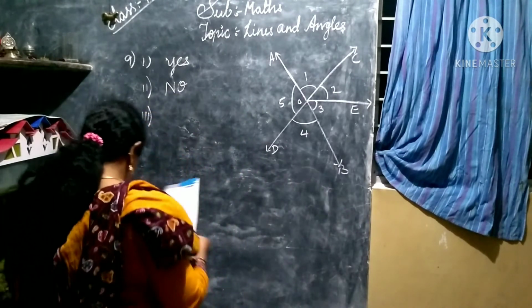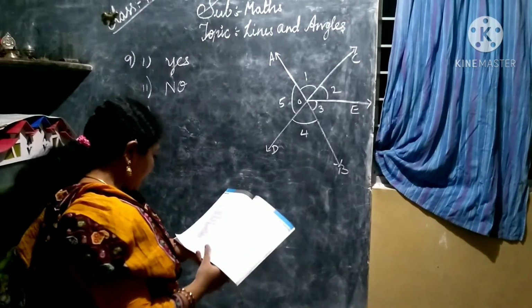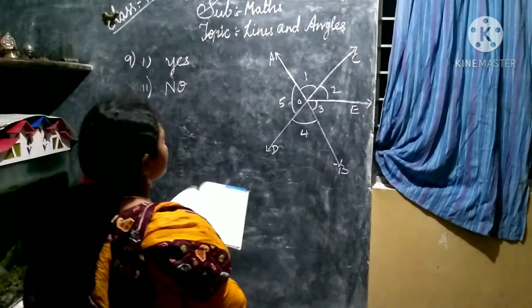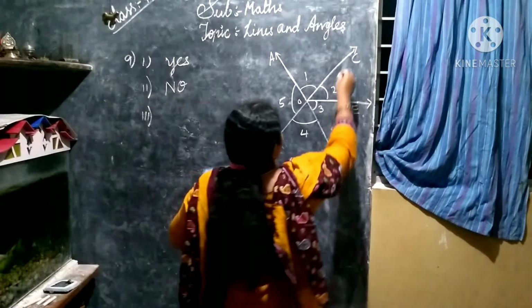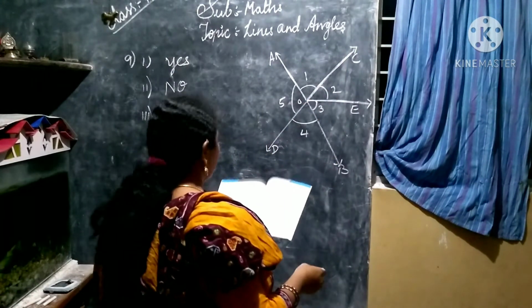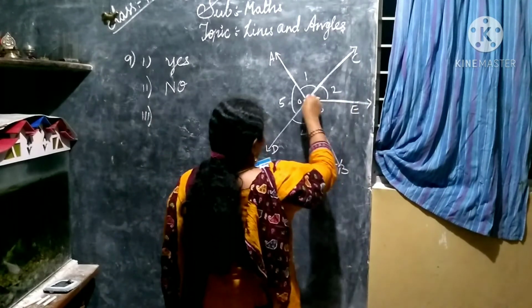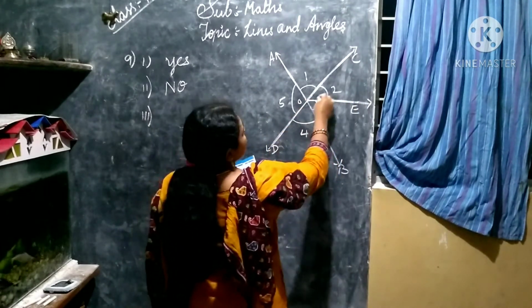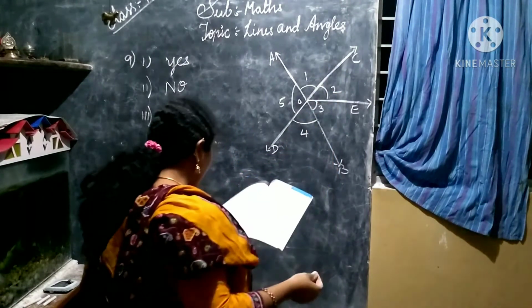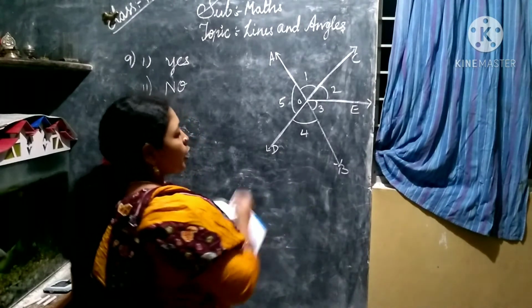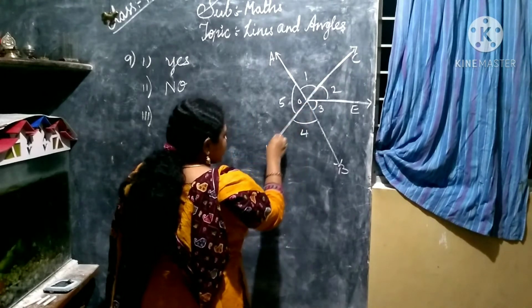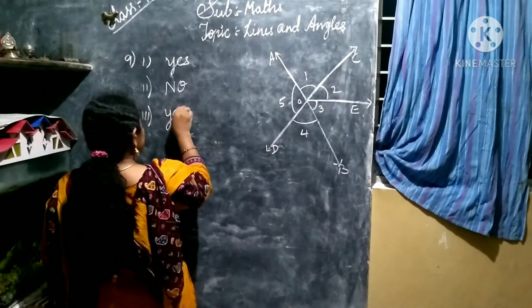Look at the third one. It says, do COE and EOD form a linear pair? Okay, COE. Where is COE? That is angle 2. COE and EOD. EOD, yes, this is angle 3 plus 4. This 2 and 3 plus 4 form a linear pair. Do they form a linear pair? Of course they form a linear pair because they are lying on a line CD. Therefore the answer is yes.